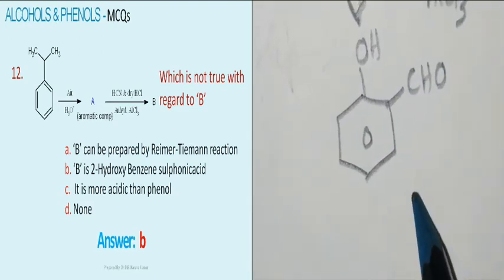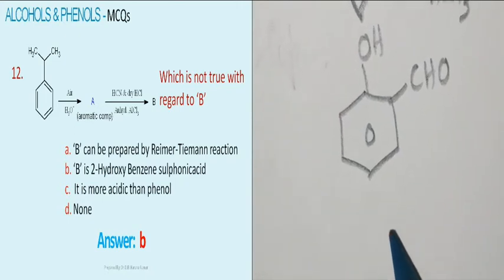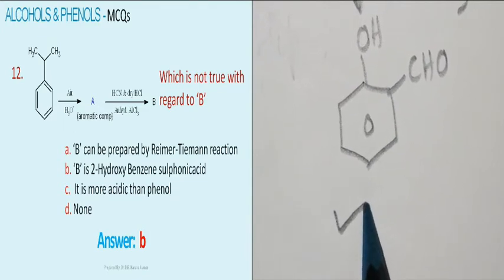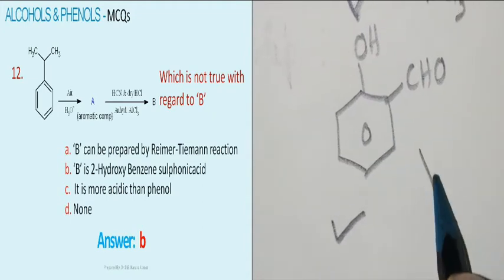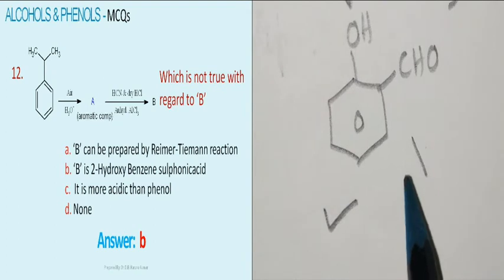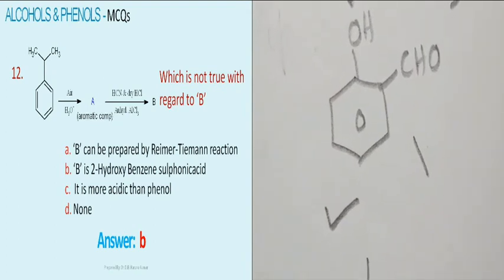So now he is asking which is not true with regard to B. B can be prepared by Reimer-Tiemann reaction. We all know pretty well salicylaldehyde is the final product in Reimer-Tiemann reaction. So B is 2-hydroxybenzene sulfonic acid, which is wrong. Actually it is only 2-hydroxybenzaldehyde. Therefore option B is not correct. Answer is option B.